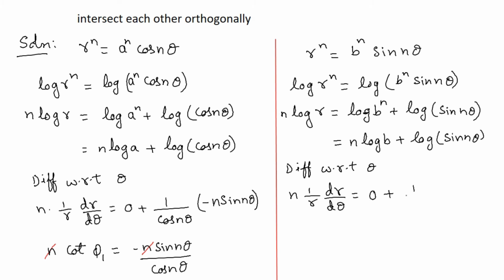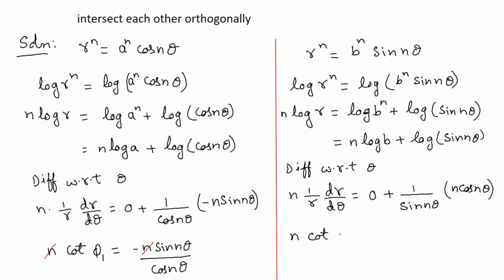will be 1 by sine of n theta into differentiation of sine n theta, which will be cos n theta into differentiation of n theta, which will be n. So we get n cos n theta. So n into 1 by r dr by d theta is nothing but cot of phi.